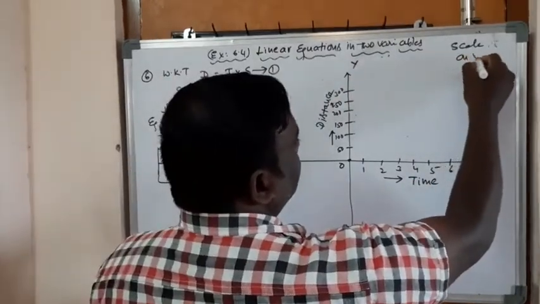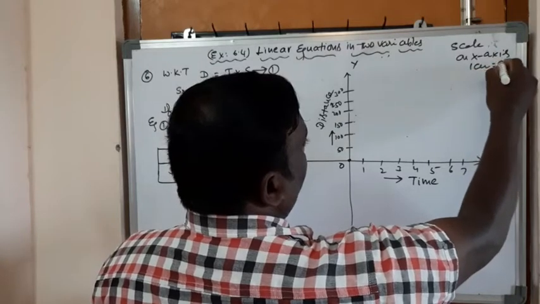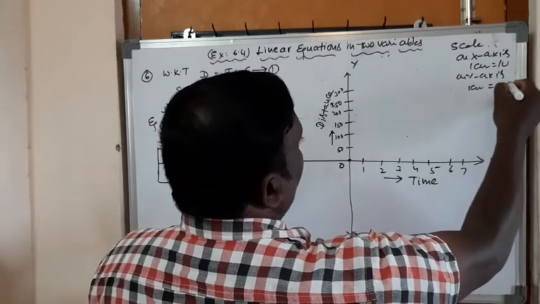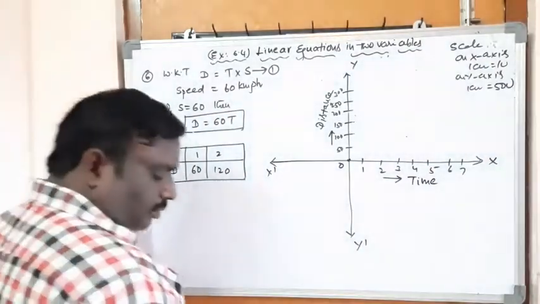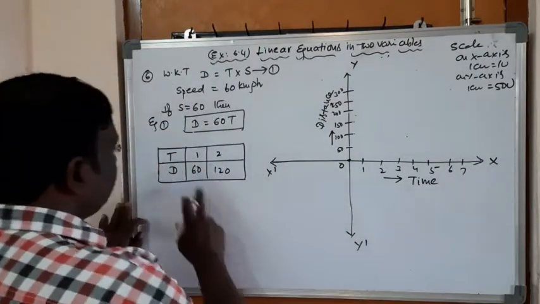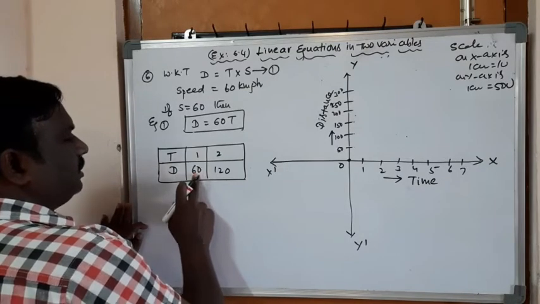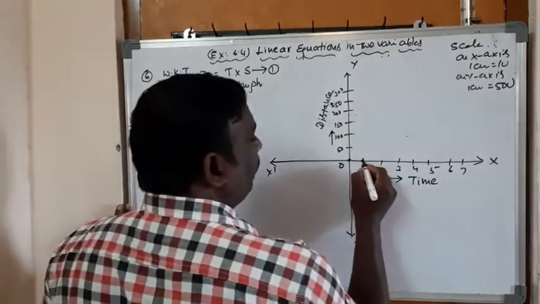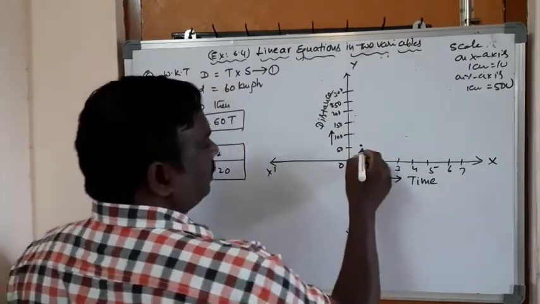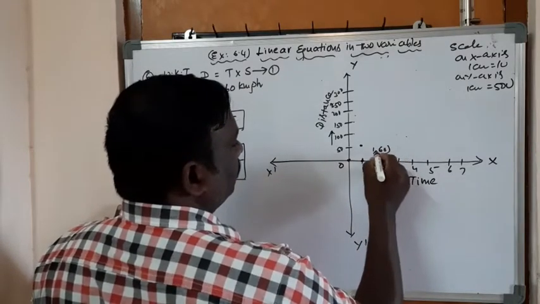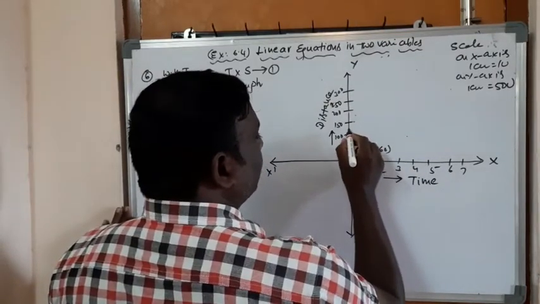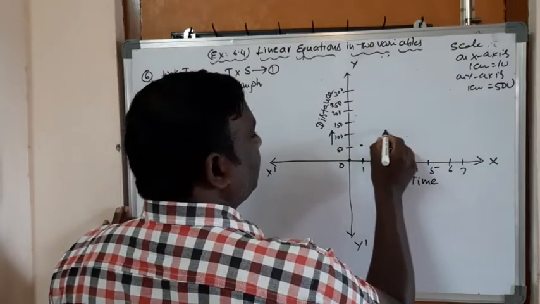Scale: on x-axis 1 centimeter equal to 1 unit. On y-axis 1 centimeter equal to 50 units. Now see here, we need to find first: time 1 hour, 60 kilometers. If the time is 1 hour, then 60 means here it will come, 10 more than the 50 line. So this is 1 comma 60. Next 2, 120. 2, 120 means this is 100, in between, 125 will come, exactly this one.